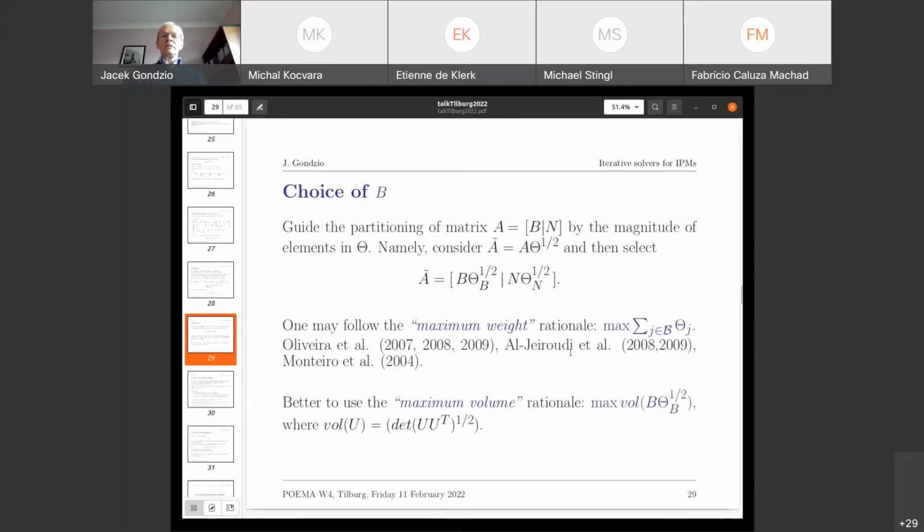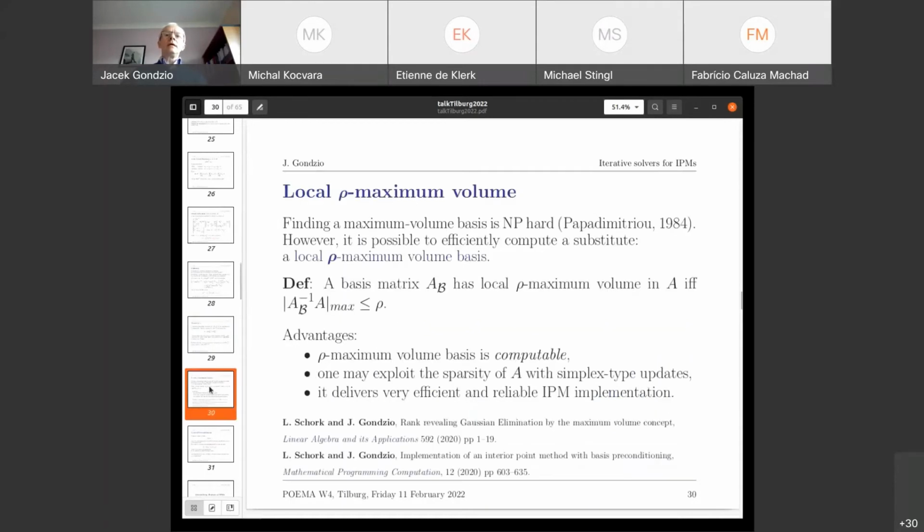But it's much better to use some more sophisticated feature of the matrix and choose the so-called maximum volume, where maximum volume means that we would like to choose beta times square root of theta b to have as large volume as possible, where volume of the matrix is understood as a determinant of U transpose. If we do this choice, then we can obtain a significantly more stable basis.